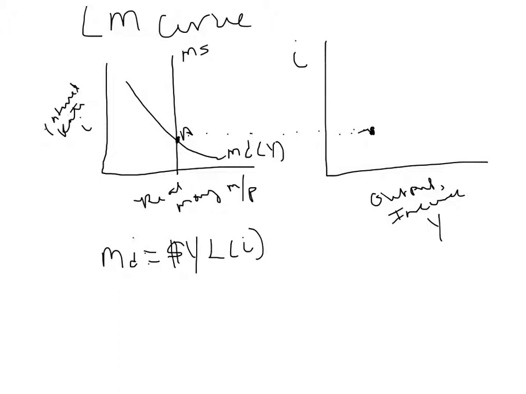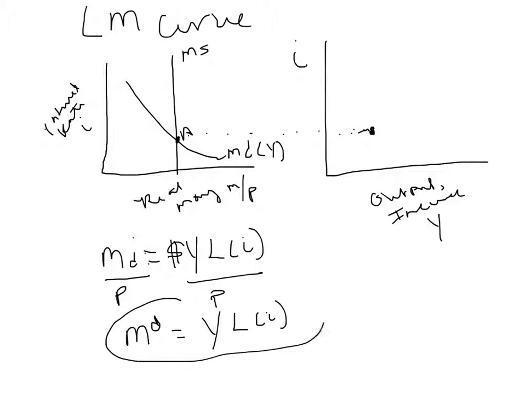If we know that we're talking about nominal money, but we want to turn it into real money, we can just divide both sides of the equation by P, and now we have real money demand is equal to YLI, and that's what we're going to be dealing with, this equation down here. So our money demand right now is at Y, which is this income level.